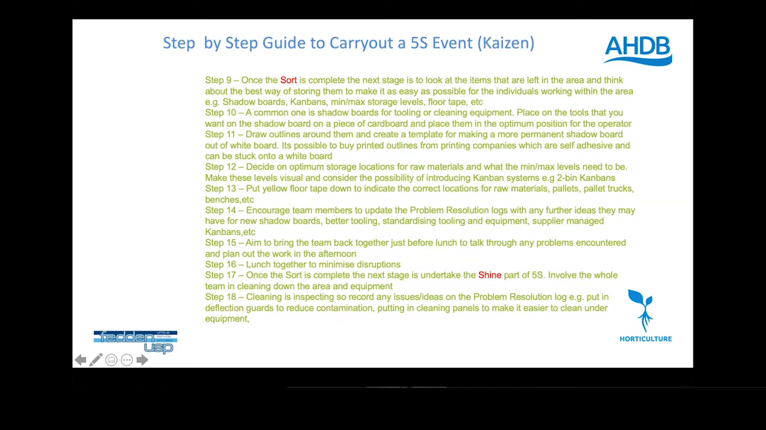The shine element, the third S, is all about recording what we need to do at the end of each day. So a normal working day has a little checklist of things we need to do, based again on our visual management board. Empty the bins, sweep the floor down, make sure the tools are put back up on the shadow boards, make sure any consumables are replenished, and any scrap and reject materials are disposed of appropriately.